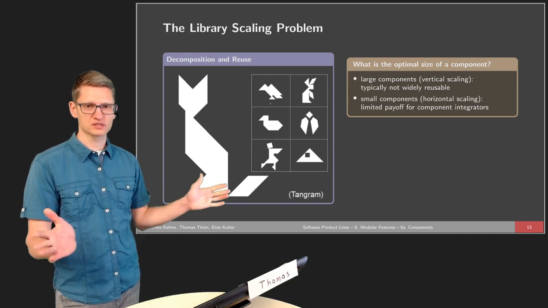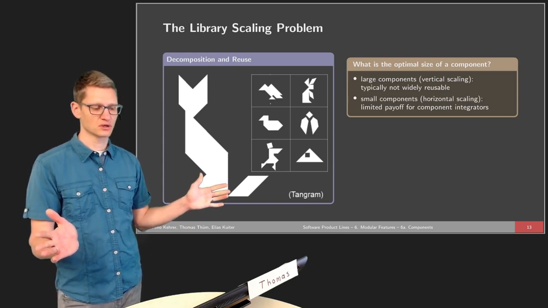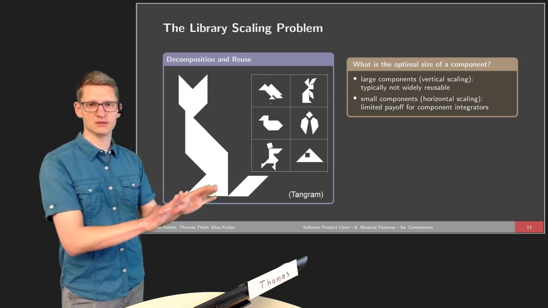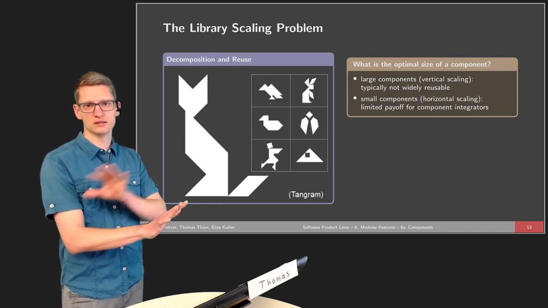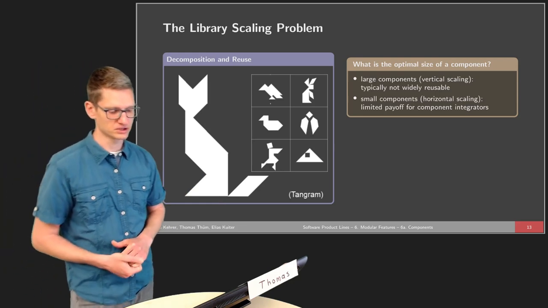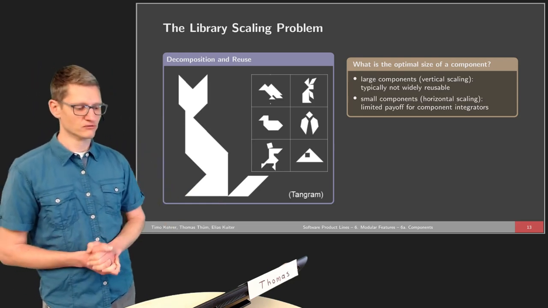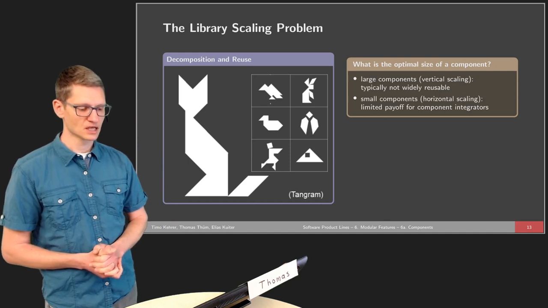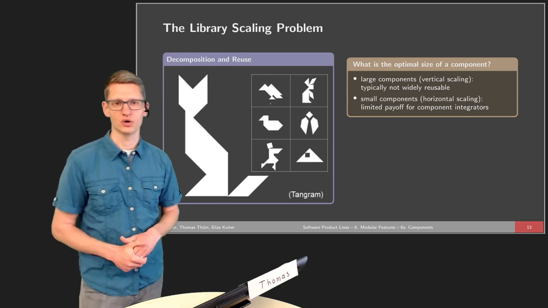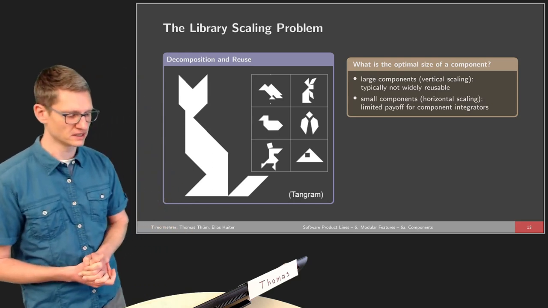But it's not only about the size of the components, but also that we have many design decisions in there. And the more design decisions we make, the more conflicting it can be to other requirements that come from our application. So this is called vertical scaling. We also have the alternative, the other extreme, small components, which is called horizontal scaling.